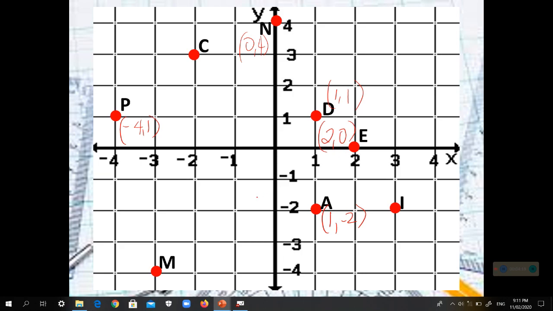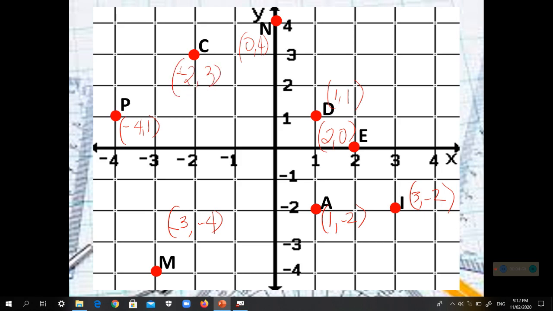Next, we have point M on the lower part. Obviously it is in the third quadrant, so your x is negative and your y is negative. So the ordered pair of M is, yes, negative 3, negative 4. And we have point I. Yes, we have (3, negative 2). And lastly, we have point C here, in the second quadrant. So we have, yes, negative 2, positive 3.